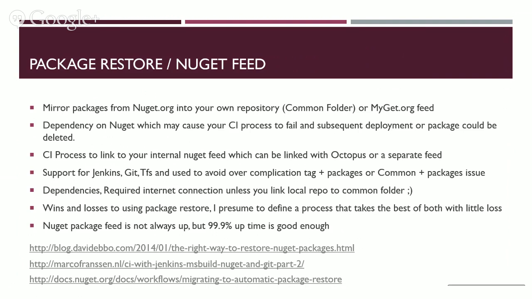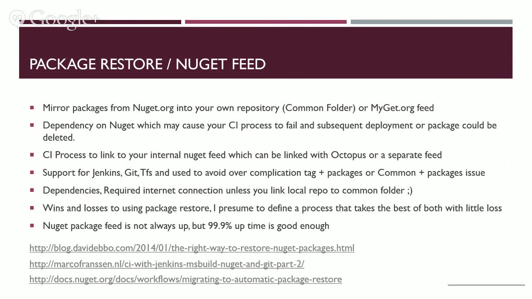So, package restore and NuGet feed. Again, I touched on this a bit earlier, but mirroring packages from NuGet.org in your own repository or in a common folder is definitely the way to go. It's a lot faster, it's less error prone, and if NuGet.org does go down, you've still got access to all your dependencies.